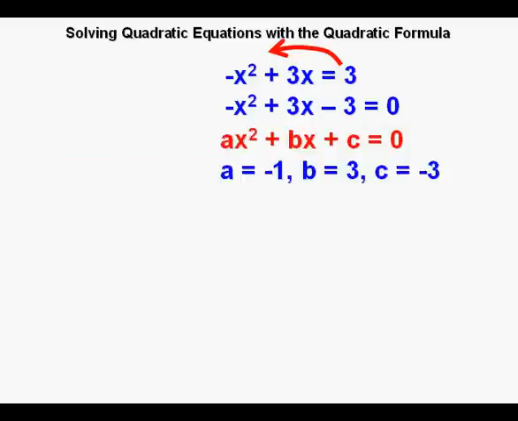In the ax squared plus bx plus c equals 0 standard form of a quadratic equation, a equals negative 1, b equals 3, and c equals negative 3.